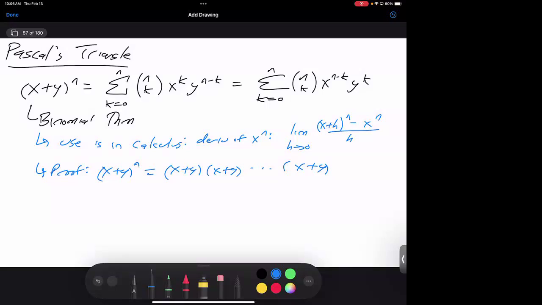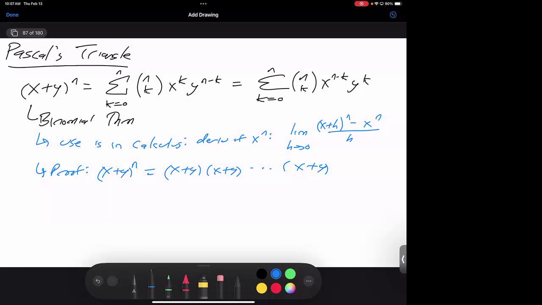What's the highest power of x I could get? That's a very badly written n. So the highest power of x I could get is x to the n. The highest power of y I could get is y to the n. And you notice that the sum of the exponents of x and y always has to add up to n. If I choose x 5 times, I choose y n minus 5 times.